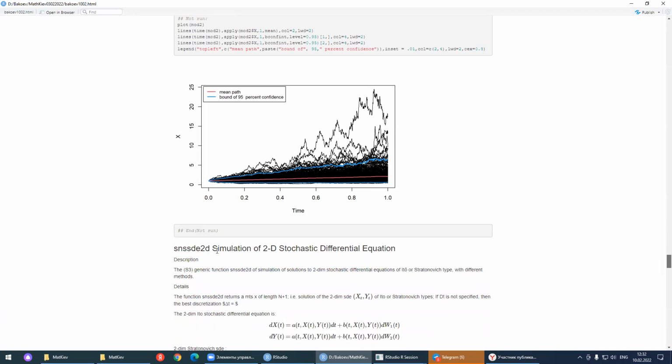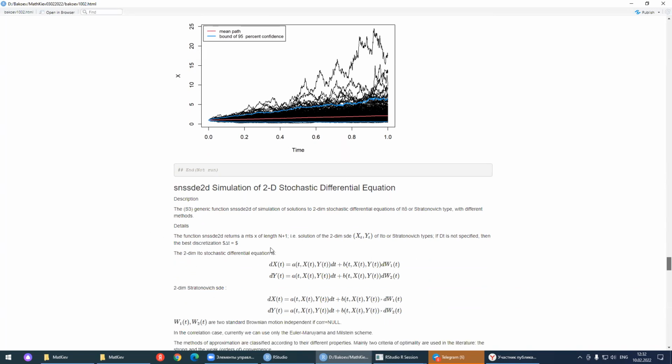Okay, simulation of two-dimensional stochastic differential equations. We consider the two-dimensional stochastic differential equation of the Itô type. The Itô equation looks like this, with X and Y. And the two-dimensional Stratonovich stochastic differential equation is like this. In this case, we can simulate two types of solutions.